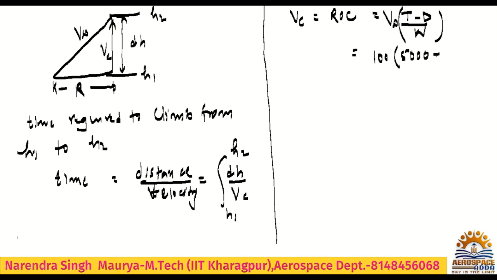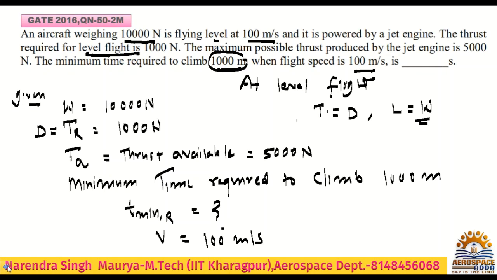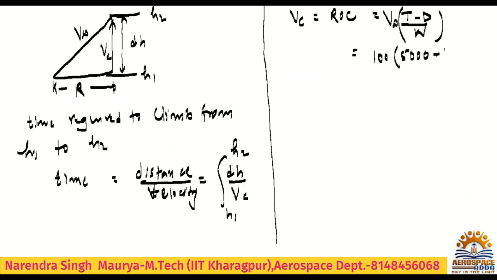Thrust required, what was the thrust required? It was given, check. It was given 1,000. What is the weight? 10,000. We'll calculate Vc. How much? We'll write 5,000 minus 1,000, into 100, divided by 10,000. How much is it? 40.